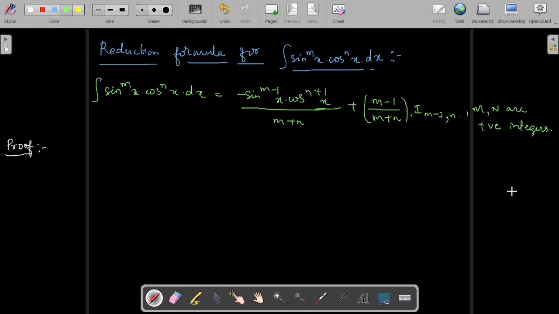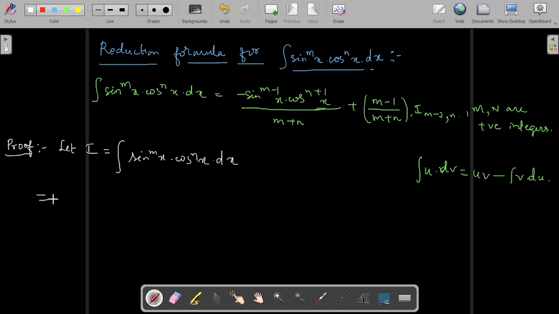We shall make use of the result integration by parts, which gives you integral of u dv equal to uv minus integral of v du. So I am making use of this formula. First, let me name the given integral as I. Let I equal to integral of sin^m x cos^n x dx.